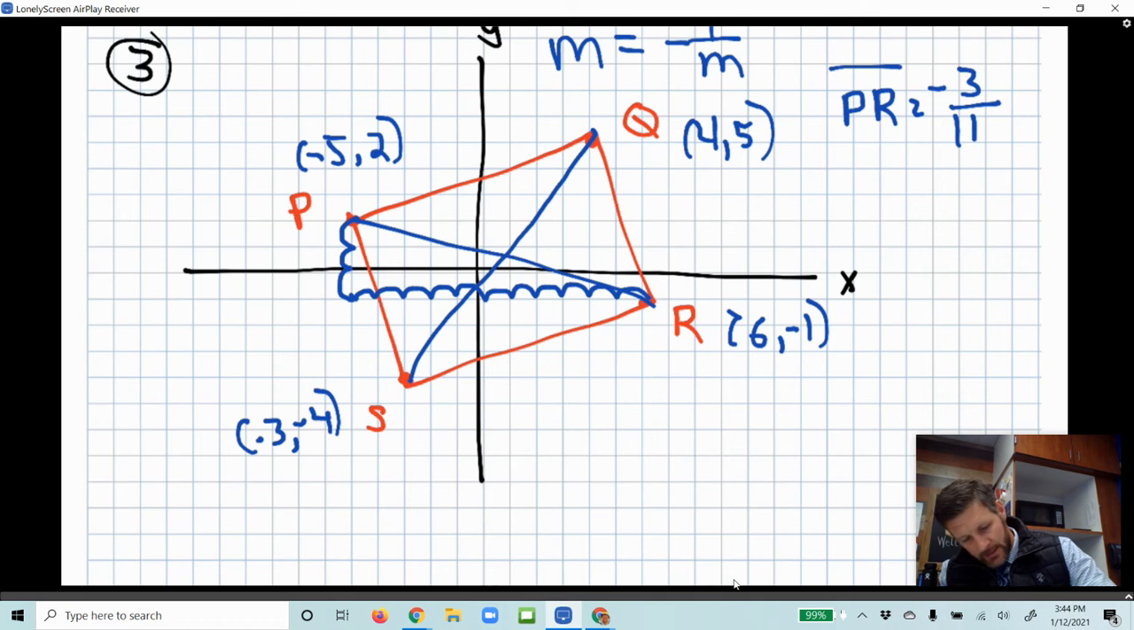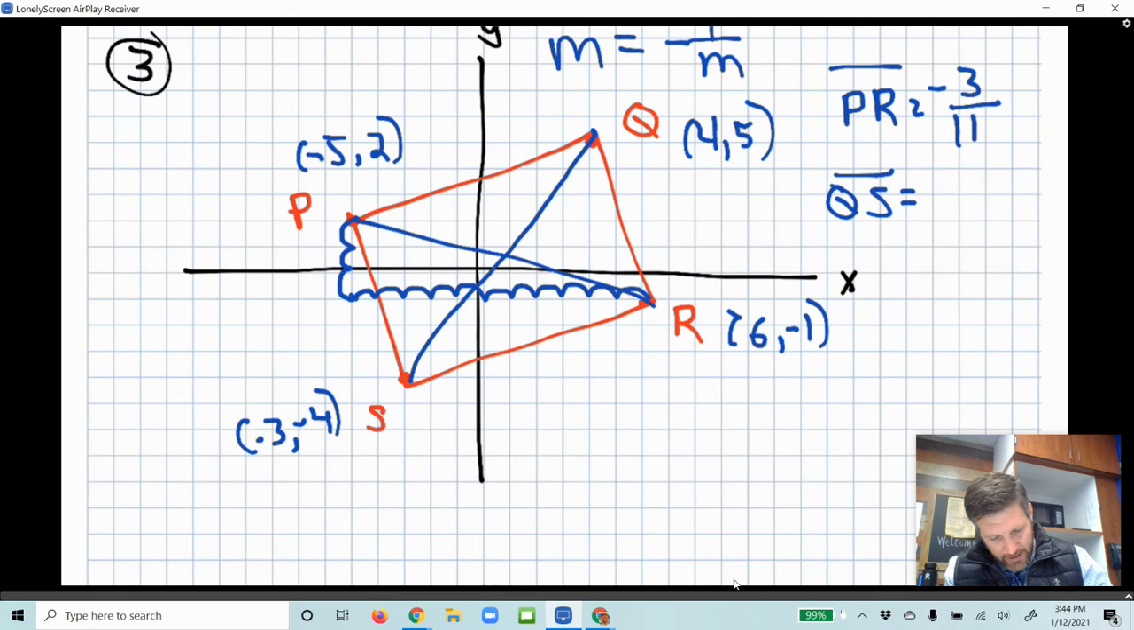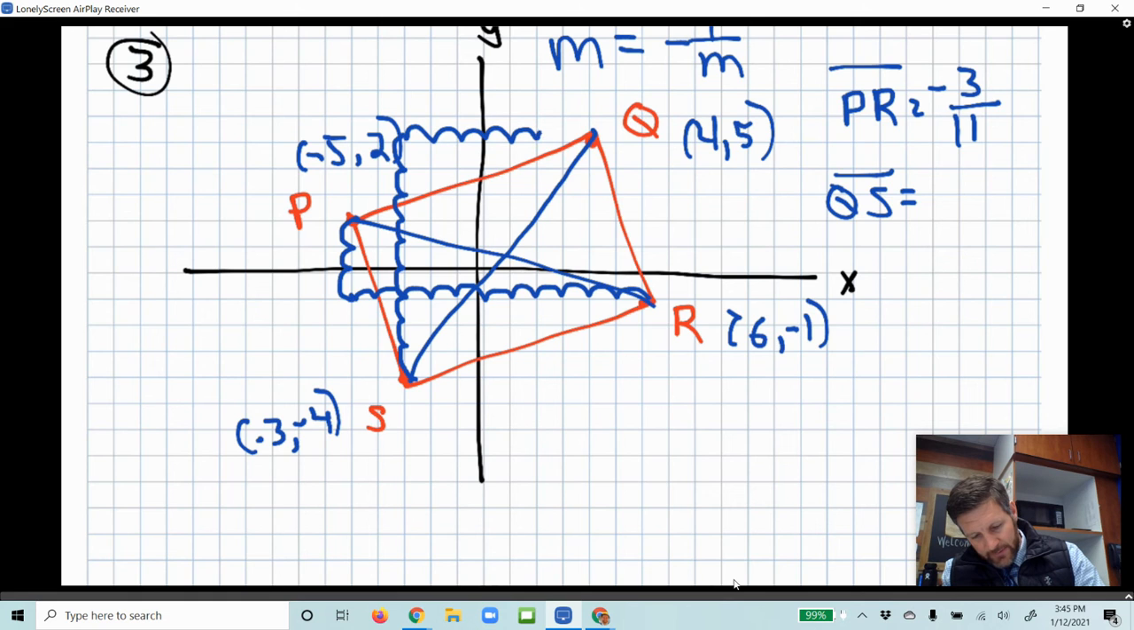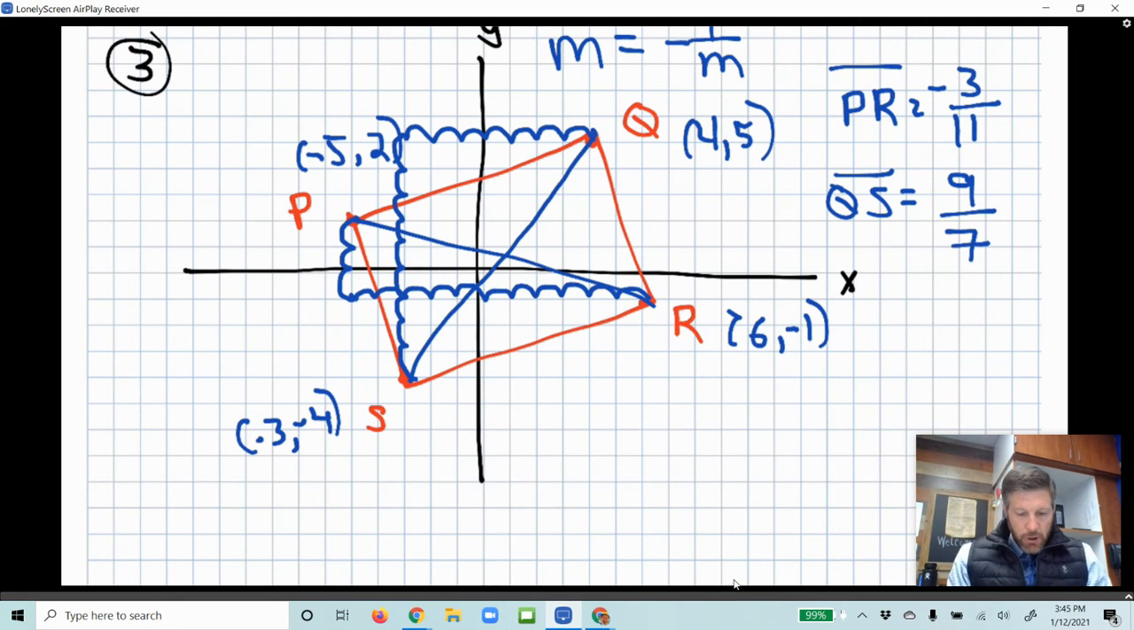So let's see what QS is. So let's count up to get from S to Q. I'm going to go up 1, 2, 3, 4, 5, 6, 7, 8, 9. Uh-oh, that's what we thought. And I'm going to go over 1, 2, 3, 4, 5, 6, 7. So its slope is a rise of 9 and a run of 7. So the slopes are not perpendicular. So this is for sure not a rhombus and not a square. So it's either just a regular parallelogram or it is a rectangle.